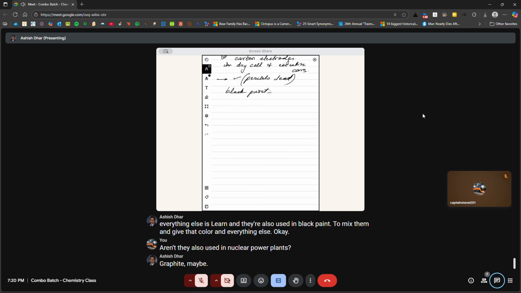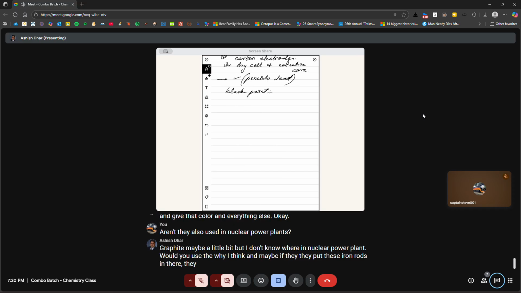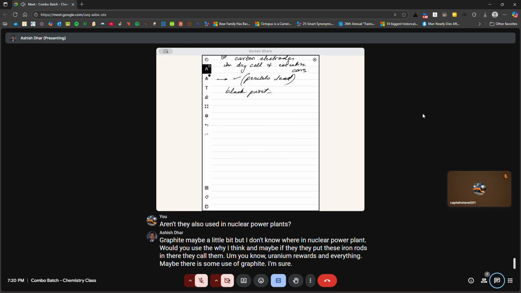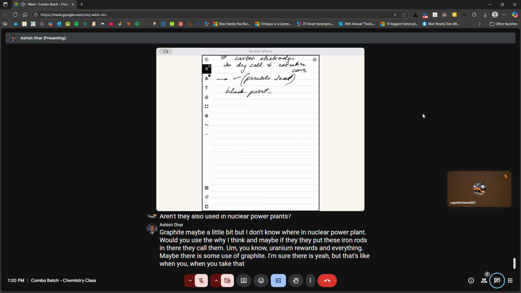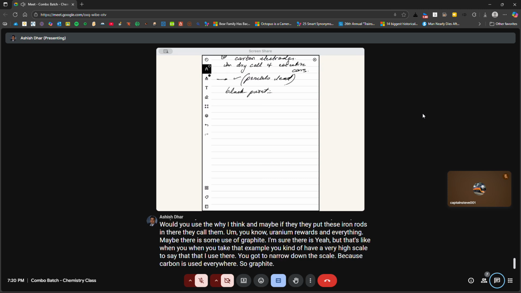Graphite, maybe a little bit, but I don't know where in a nuclear power plant you would use them. I think maybe if they put these rods in there, they call them uranium rods, maybe there is some use of graphite. I'm sure there is. But when you take that example, you have to narrow down the scale, because carbon is used everywhere, so graphite has to be used. Okay.